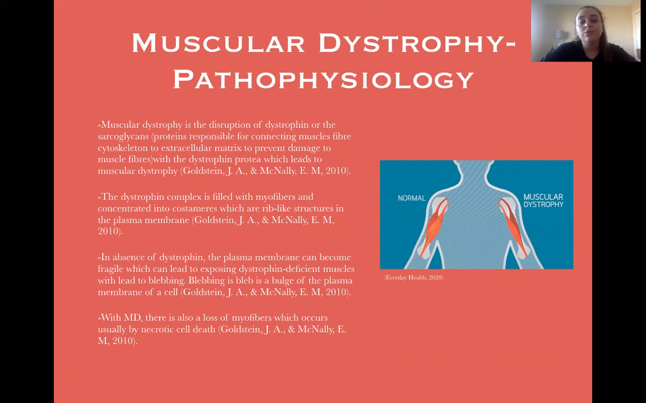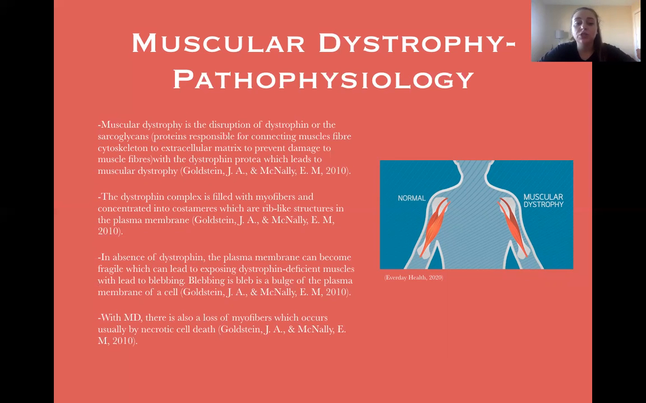So muscular dystrophy is a disruption of dystrophin or the sarcoglycans. Sarcoglycans are proteins responsible for connecting muscle fibers, through the cytoskeletal area, to the extracellular matrix to prevent damage to the muscle fibers. The lack of dystrophin proteins leads to muscular dystrophy. So dystrophin is a complex filled with myofibers and concentrated into the costameres, which are rib-like structures in the plasma membrane.